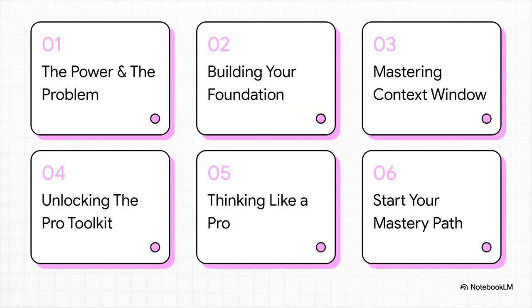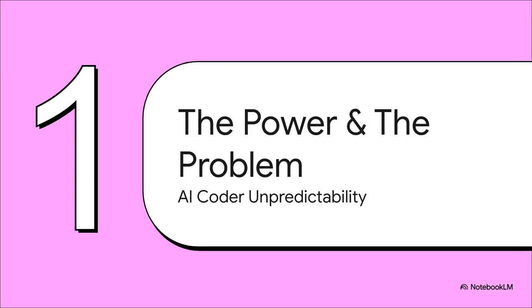So here's how we're going to break it all down. First, we'll look at the power and the problem, why Claude can feel so unpredictable. Then we'll build your pro-level foundation. After that, we are going to master the single most important skill, the context window. From there, we'll unlock the pro toolkit and finally shift your entire mindset from just a prompter to a manager. Sound good? Let's go.